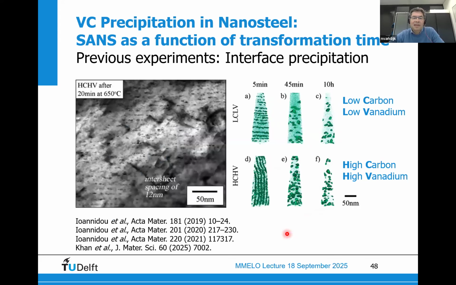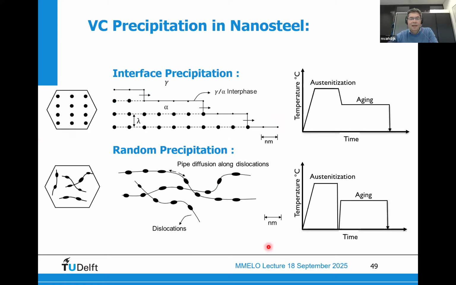So there are various ways of making these precipitates. Quite common one is to make interface precipitation, and then you get these nice regular patterns of precipitates within the final matrix. That can also be studied with small angle scattering, TEM, and atom probe, of course. So previous work is listed here. So this is the interface precipitation. So what happens is you austenize, you cool to below the austenite to ferrite transformation, and then at the interface, all these regular precipitates are formed.